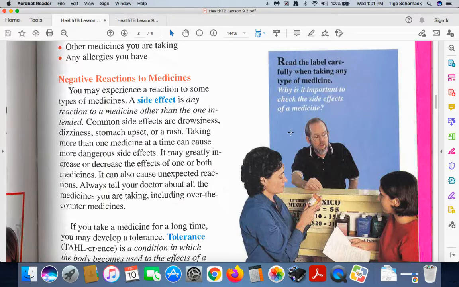Sorry, I'm taking my supplements, which are not medicine. We'll talk about that when we get into nutrition next week.